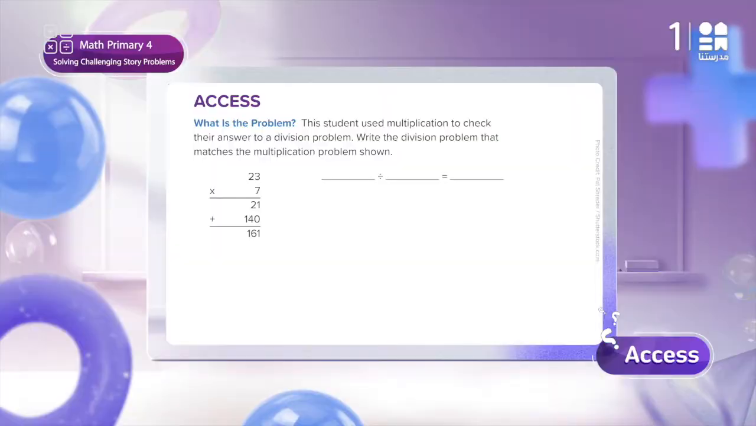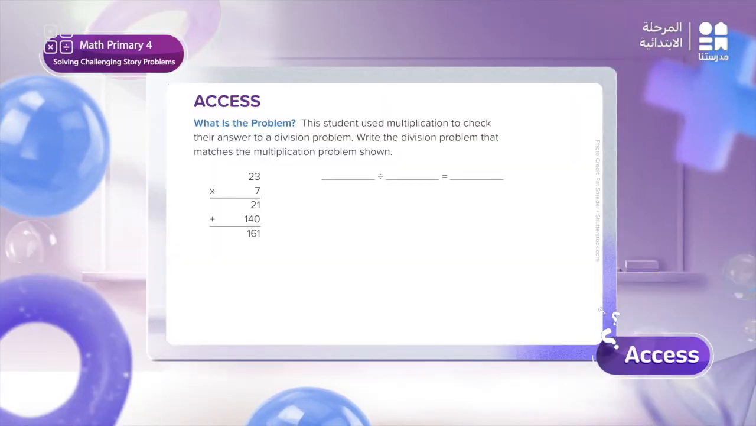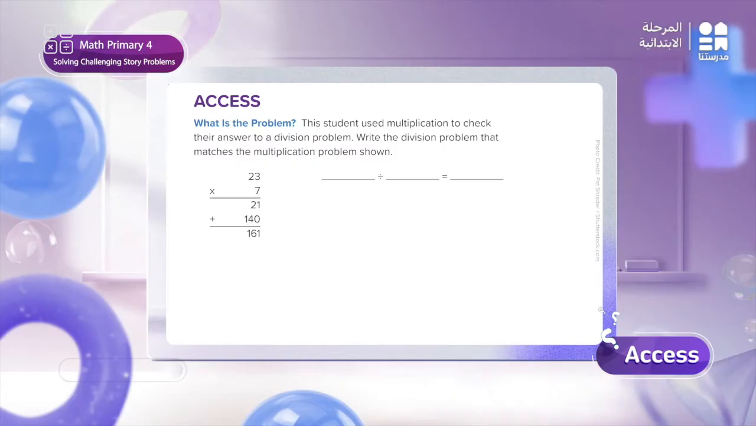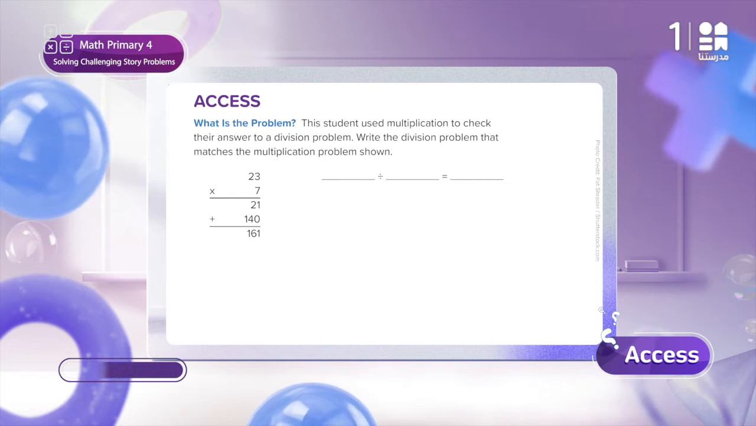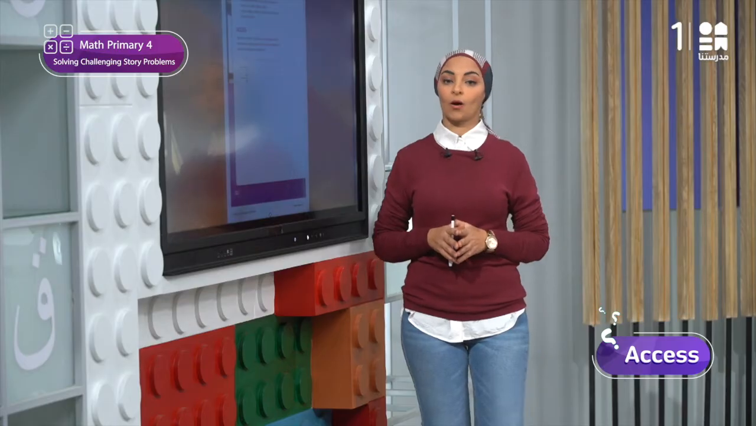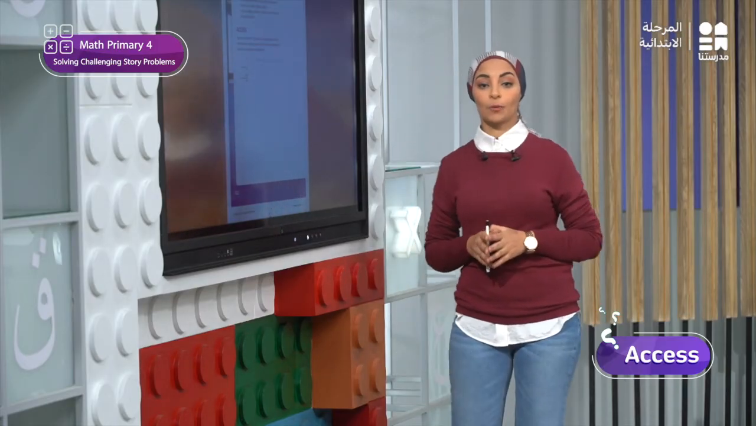Okay, here in the access part, as you see, a student answered a division problem and used the multiplication to check his answer, as we learned in the previous lesson. Now I'll give you time to check the division problem the student answered. Okay, now let's answer the problem all together.